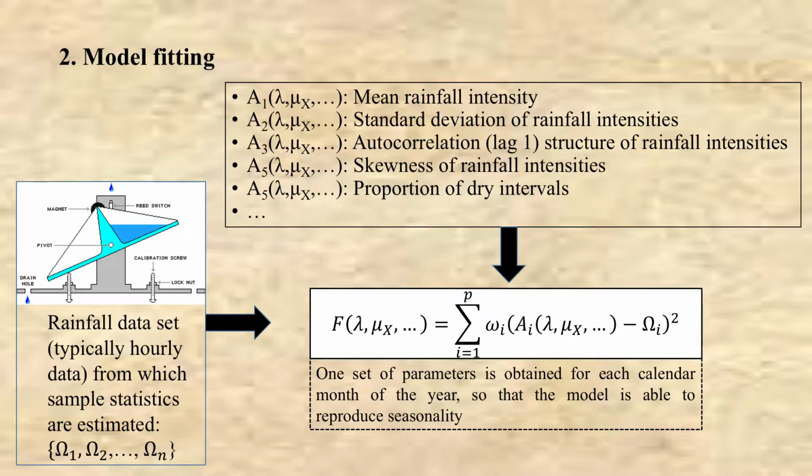What do you then do? You fit the models. You can get these properties analytically, the kind of properties you might be interested in to characterize the rainfall. You can also measure these properties because you have some data.